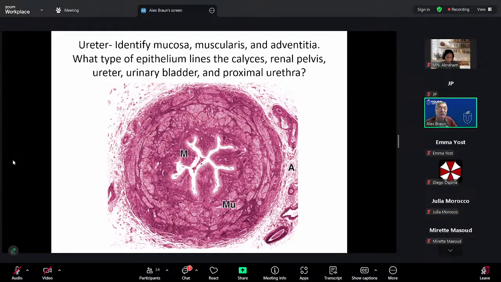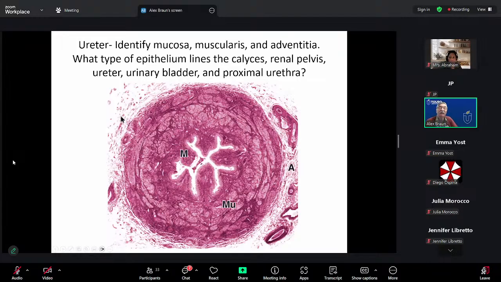So the epithelium of the mucosa lining the ureter must be able to withstand being collapsed and resting, and distended when the urine is traveling through it during peristalsis. So that's urothelium. The layers of the ureter wall consist of mucosa, muscularis, and adventitia. So here, obviously, is the mucosa. This here is muscle, the muscularis. And out here, where you have connective tissue, this is the adventitia.